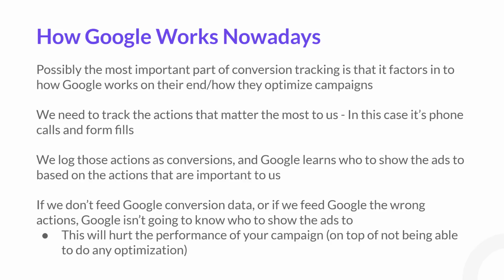Google on their end is going to be doing a lot of learning in the background, like I said, with all their algorithms and AI, that is going to figure out who is most likely to convert, and they're going to show the ads to those people who are more likely to convert.